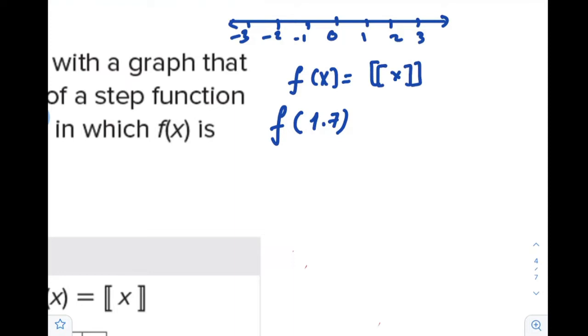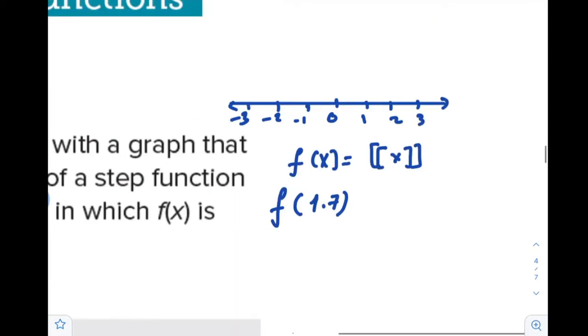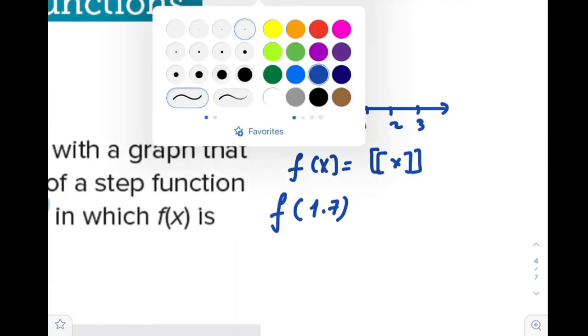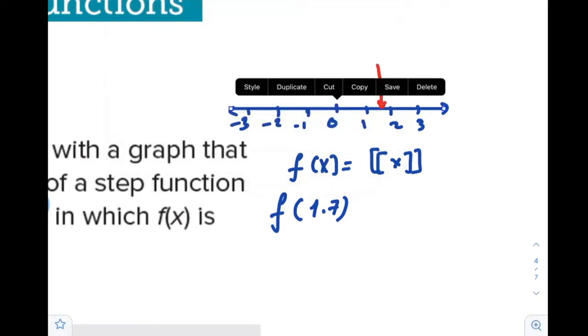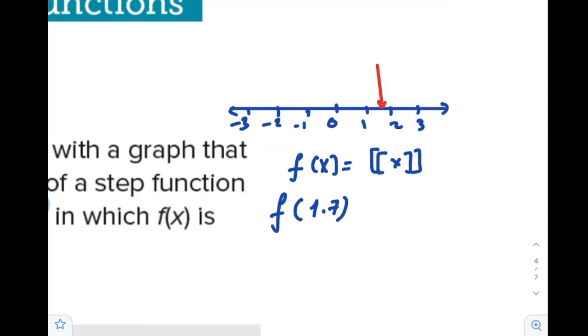Now we were asked about 1.7. Where is it? 1.7 is here, somewhere here. Now, what are the integers below it? We have 1, 0, -1, -2, -3. What is the greatest of them? The 1. So the quick solution: we go to the left. The first integer you face is your required integer.